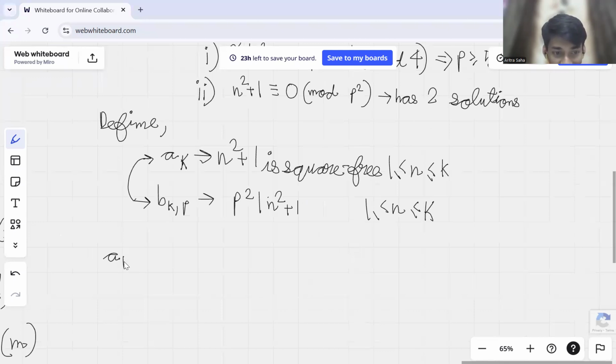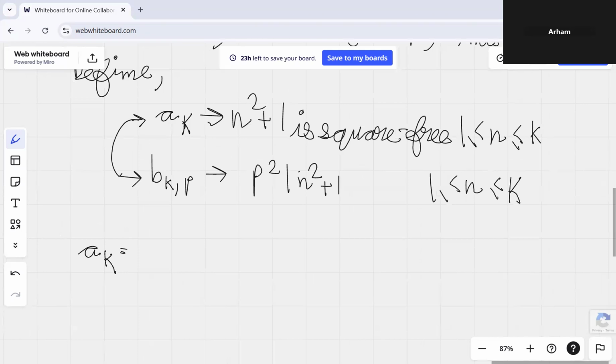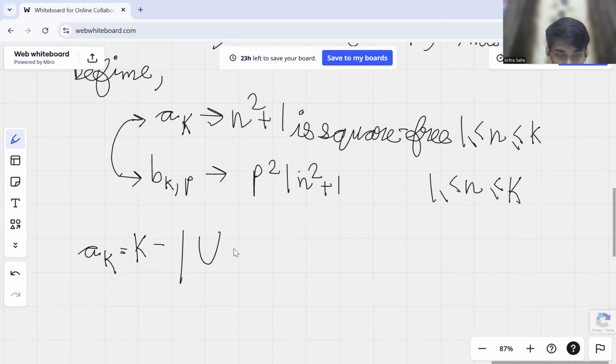What is AK? Give me an equation in terms of AK and BK, comma P. It will be better if you speak up. We can probably say AK plus summation BK comma P for P less than K is greater than or equal to K. Exactly. So K minus the union of BK comma P.